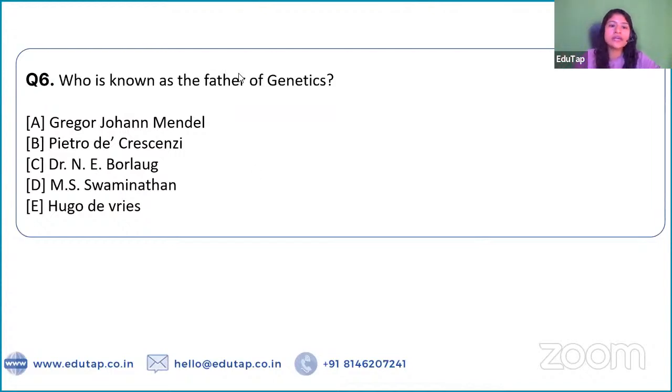ठीक है, so here it has been asked who is known as the father of genetics. I can already see the answer. Everybody is saying option number 1. ठीक है, yes, option number 1 is indeed the correct answer. Gregor John Mendel है, he is known as the father of genetics. ठीक है, by this question what we have understood, देखो whatever question I am asking means those are the concepts that are important to know in this particular chapter.